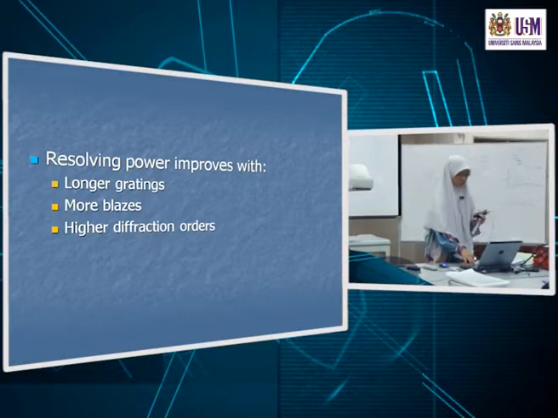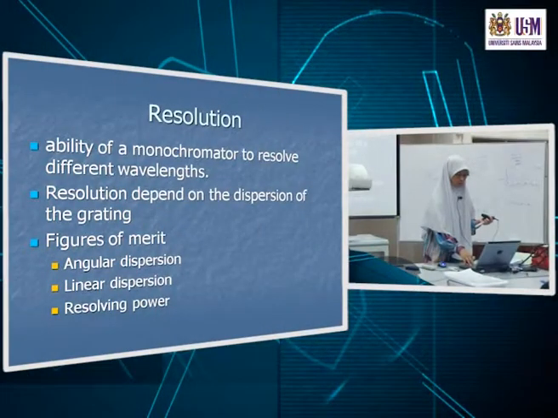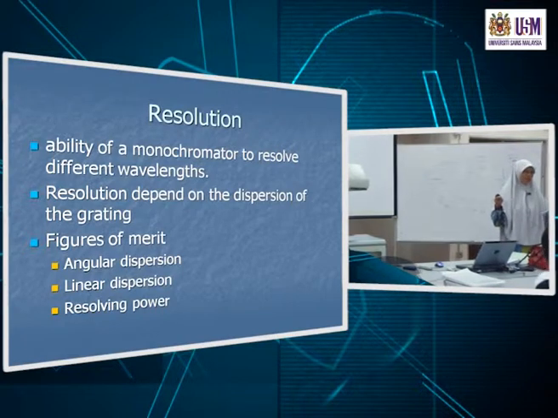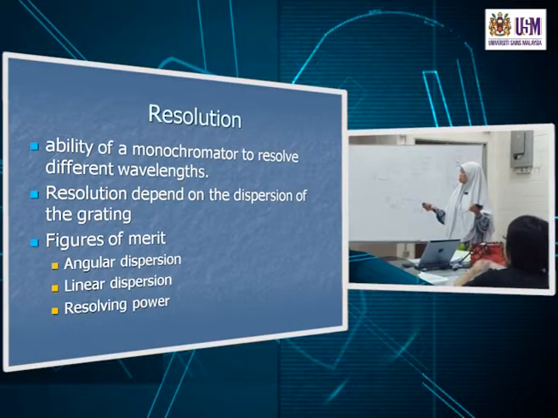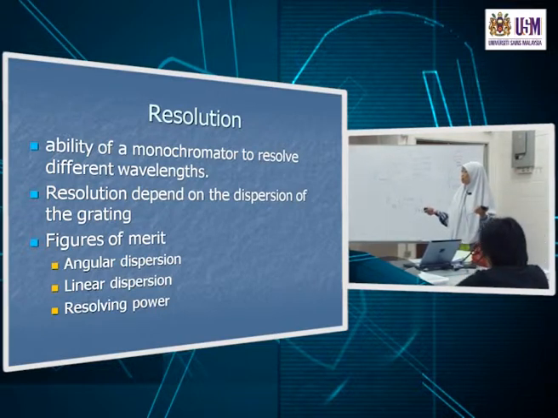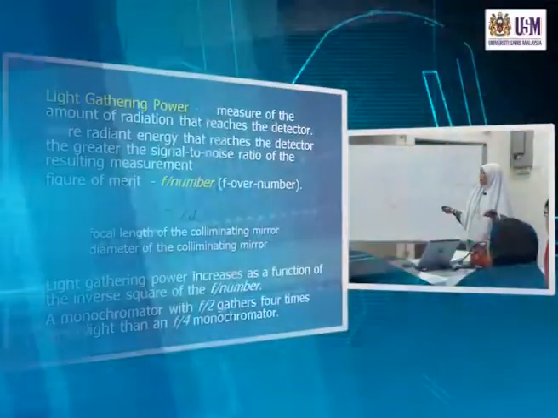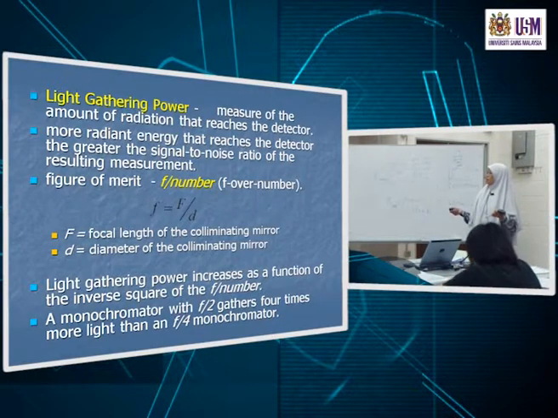So where are we coming to now? To back up, what are we discussing all this for? To see the quality of the monochromators, okay? Purity, resolution, now we go to light gathering power. Light gathering must be dependent on the lenses or focal length. And it's dependent on the F number, F over number, which is the focal length divided by the diameter of the collimating mirror.